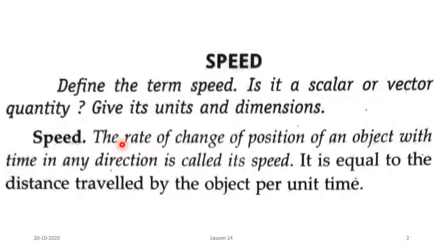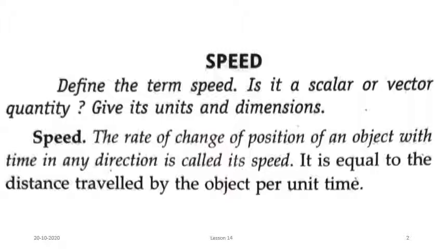Now the speed is the rate of change of position of an object with time in any direction. It is equal to the distance traveled by the object per unit time. So what it says, it is the rate of change of position. Rate of change of position means how fast it is changing its position in any direction. I'm focusing on in any direction. That means direction is not important here. What is important? Only the rate of change of position.